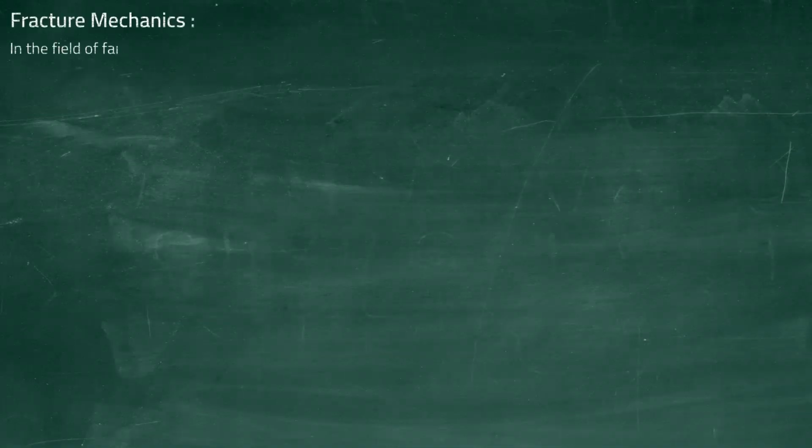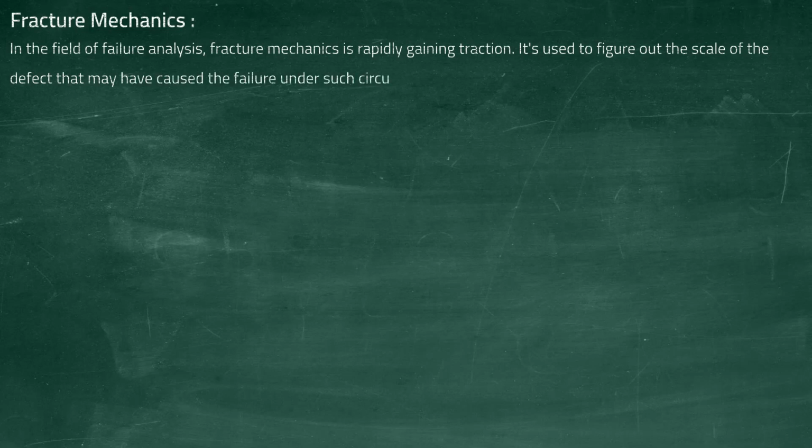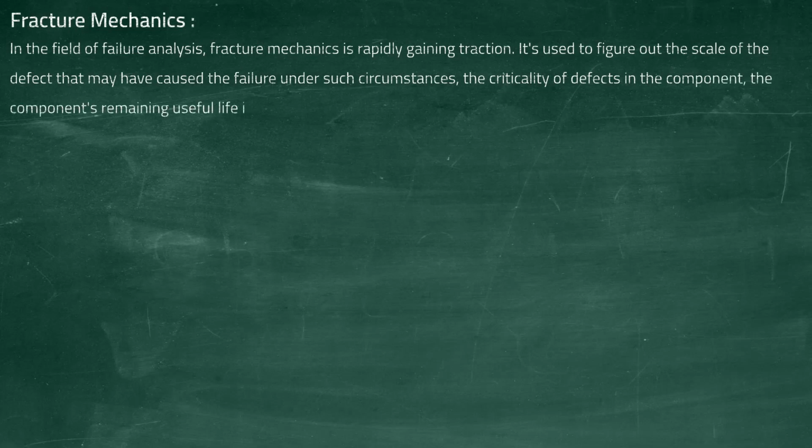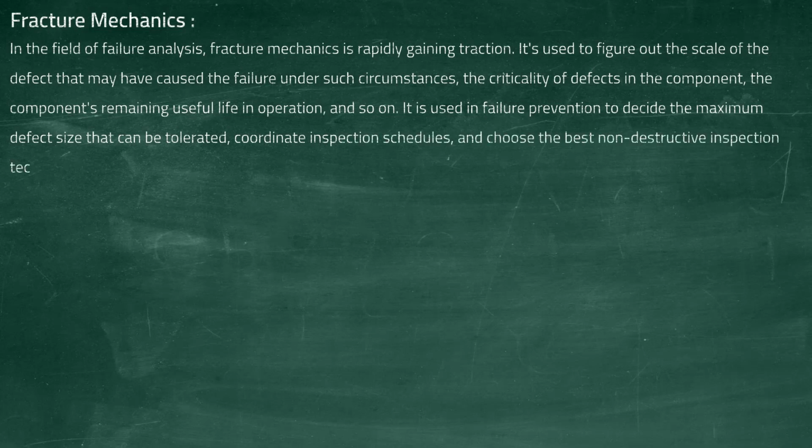In the field of failure analysis, fracture mechanics is rapidly gaining traction. It's used to figure out the scale of the defect that may have caused the failure under such circumstances, the criticality of defects in the component's remaining useful life in operation, and so on. It is used in failure prevention to decide the maximum defect size that can be tolerated, coordinate inspection schedules, and choose the best non-destructive inspection technique.